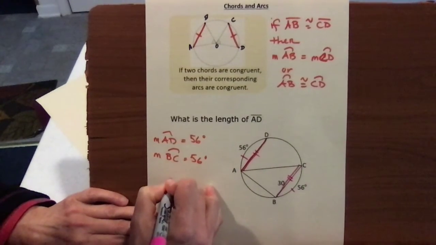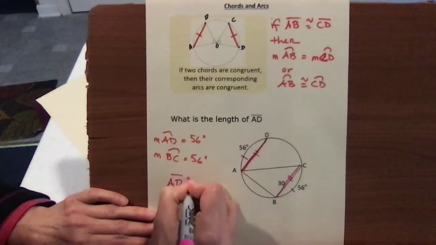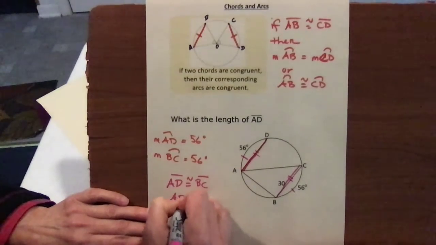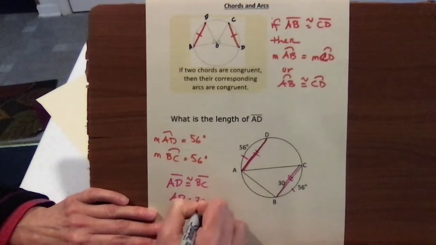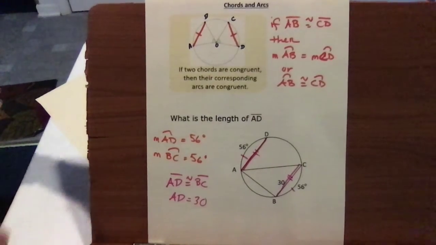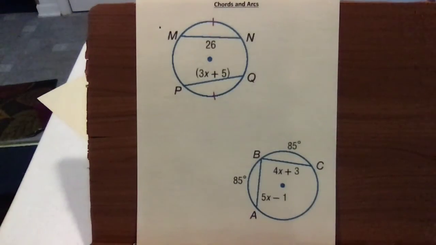So the length of AD is going to be congruent to the length of BC, so AD's measure is going to be 30. It's as simple as that. So there's a nice relationship between chords and arcs. All right, so let's look at a couple of problems, more algebraic, of course, so that we make sure we can handle those without a problem.